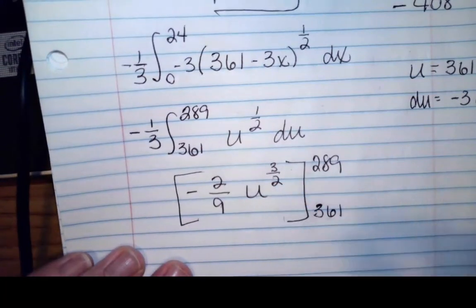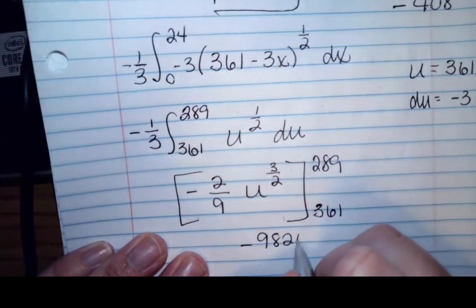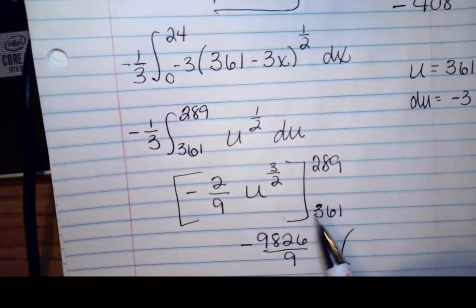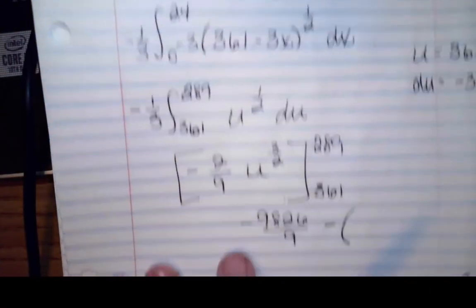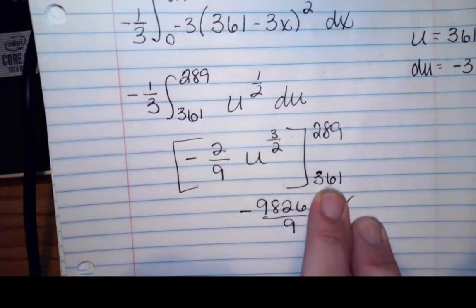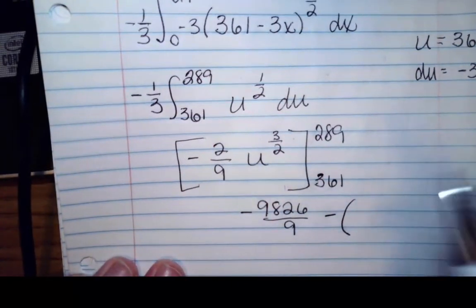Times a negative 2/9 is going to be, sorry, I forgot my fraction. It's going to be negative 9826 over 9. Negative 9826 over 9 minus, and then this will go negative. So do you see what's going to happen? This was negative, and I'm going to subtract off a larger value that's going to be negative, and so it'll end up flipping. It'll turn positive.